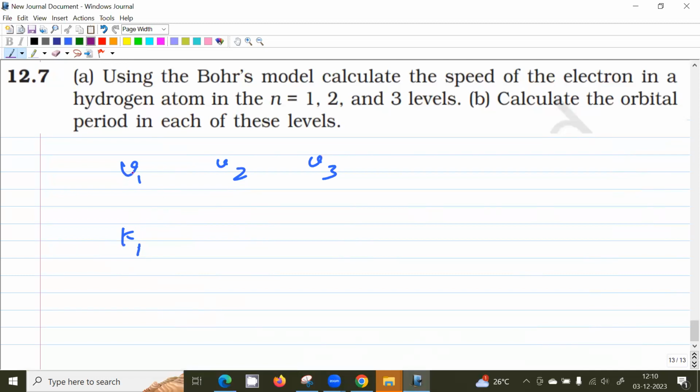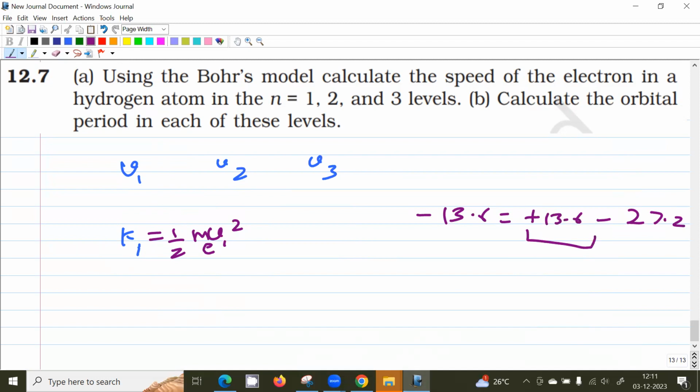K1 is known, so from that I can find V1. What is the relation between K1 and V1? K1 is the kinetic energy, half m V1 square, and m is the mass of the electron. And K is known because of this relation: minus 13.6 equal to minus 27.2 plus 13.6. This is the kinetic energy, right?